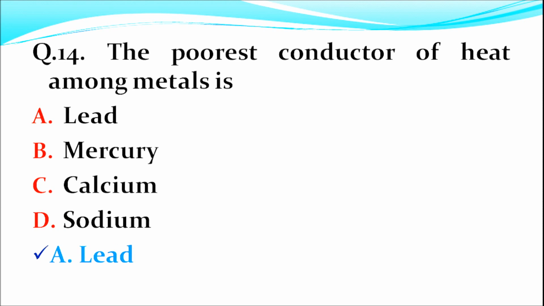The poorest conductor of heat among metal is option A lead, option B mercury, option C calcium, option D sodium. The poorest conductor of heat among metal is option A, lead.